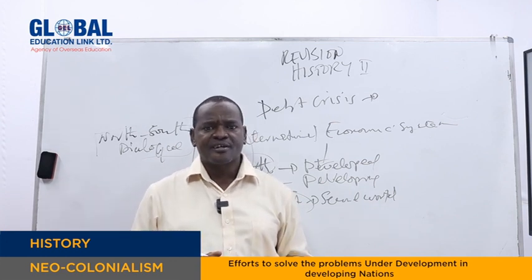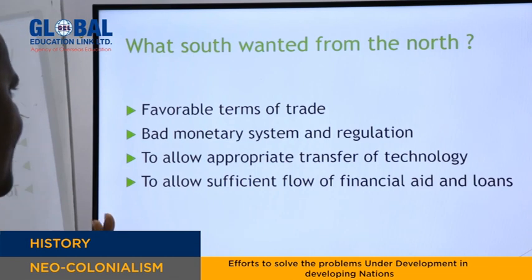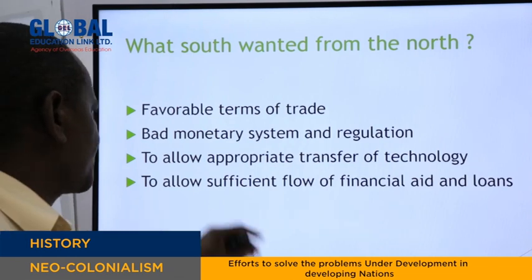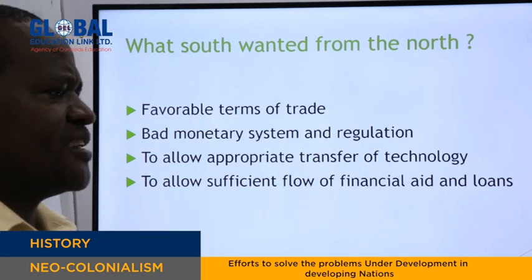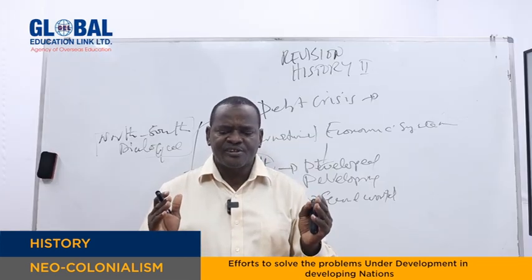So third world countries' money were always facing devaluation as the Western countries wish, as developed countries wish. So they wanted that kind of system to be changed, to allow appropriate transfer of technology. Technology to be transferred appropriately.